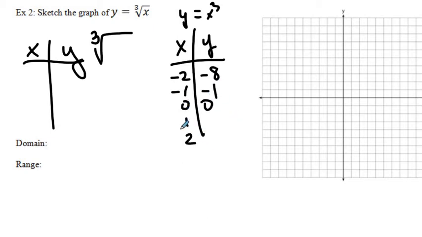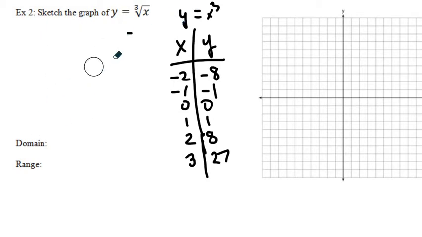That was an easy one. 1 times 1 times 1 is going to be 1. And then 2 times 2 times 2. 2 times 2 is 4. 4 times 2 is 8. And let's do one more. 3 times 3 times 3. 3 times 3 is 9. And 9 times 3 is 27. It's probably not going to fit on our graph. So we can use the table of y equals x cubed to pick our numbers for the cube root of x. Let's go ahead and do that.